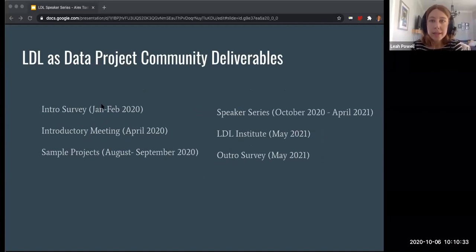And we are tackling these questions through a set of LDL as Data project community deliverables. So we started earlier this year, at the very beginning of the year, with an intro survey to our LDL contributing institutions. Some of you may have answered that survey. It gathered information particularly about how LDL institutions select content for digitization. Then we held an intro meeting to discuss those results.